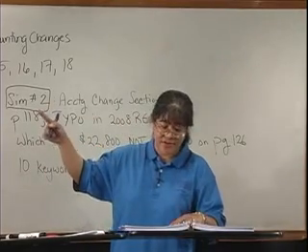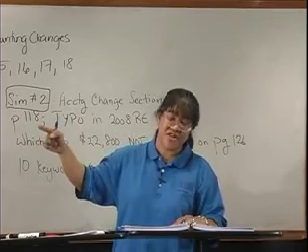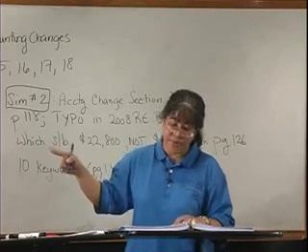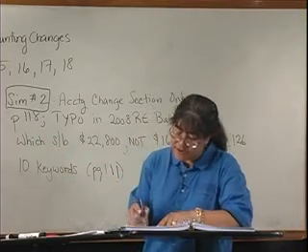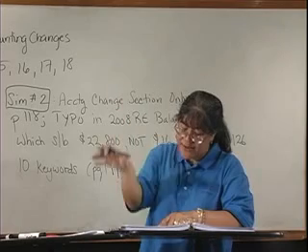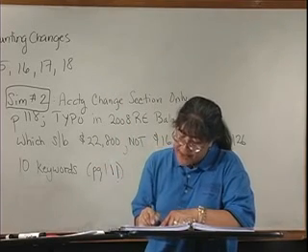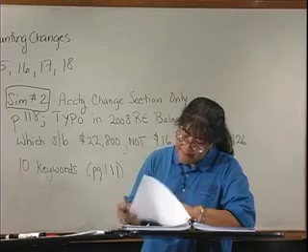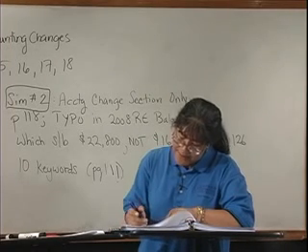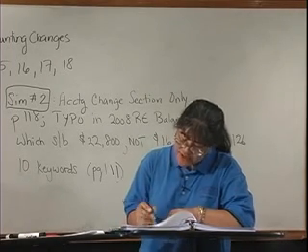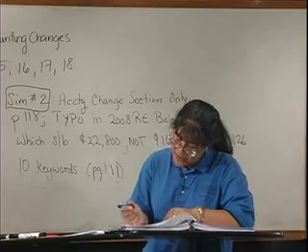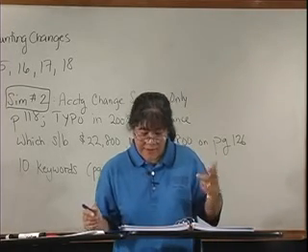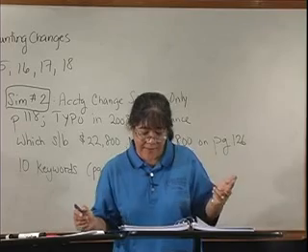So the first one is change in accounting principle. The second one is change in accounting estimate. The third one is change in reporting entity. The 4th one is retrospective application, sort of in the middle of the table. Then number 5 will be prospective treatment. And then we have number 6, which is retrospective application.